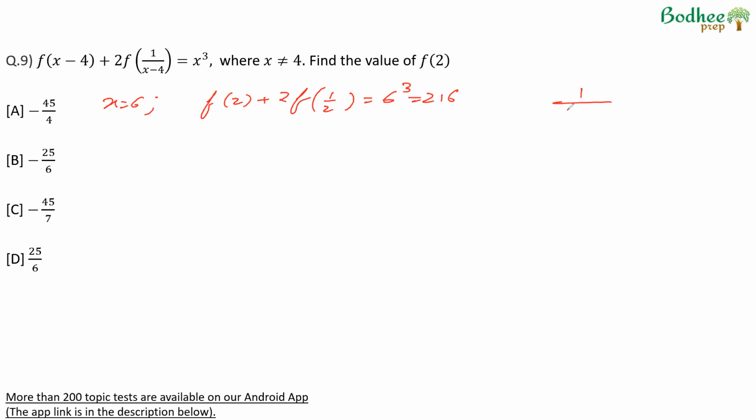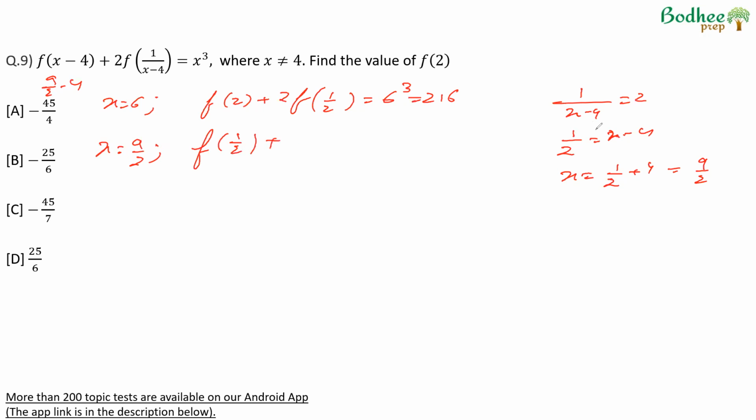Next, I want 1 by x minus 4 to be equal to 2, which means 1 by 2 should be equal to x minus 4. And therefore, x will be nothing but 1 by 2 plus 4, which will be 9 by 2. So if we put x equal to 9 by 2, we will get f of 9 by 2 minus 4, which is f of 1 by 2, plus twice of f of 1 upon x minus 4 at x equal to 9 by 2, which will be 2. And therefore, twice of f of 2 is equal to 9 by 2 whole cube, which is 729 by 4.